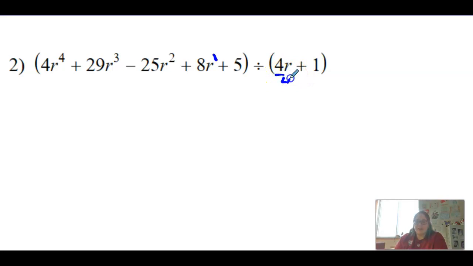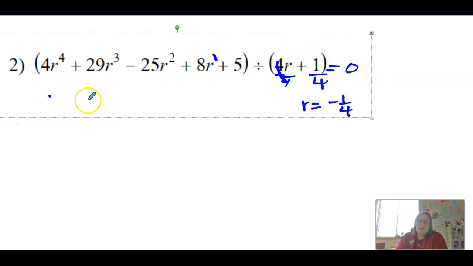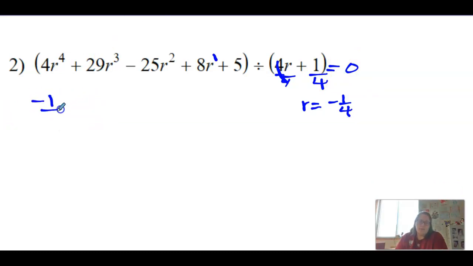So I'm going to divide by this 4, again, because I need the coefficient to be 1, not 4. So if I did r plus 1/4 equals 0, it's going to be r equals negative 1/4. So I changed the sign of the fraction just like I would if it were a whole number. All right, so then I'm going to set up my synthetic. So put my negative 1/4 outside.